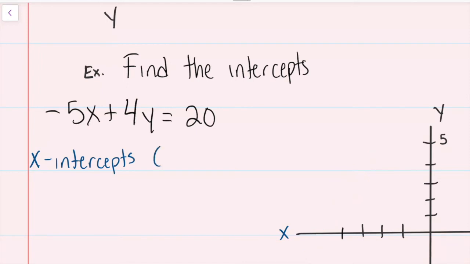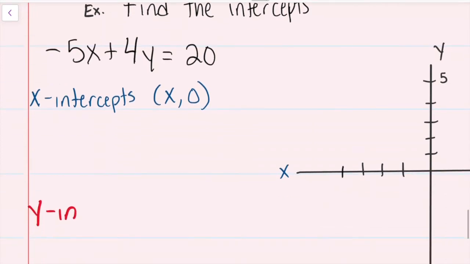Well, that means that the x is going to have a value, but the y is going to be 0. Because notice, when you cross the x, the y is not moving up and down. So that has to be a 0. That's the x-intercept.